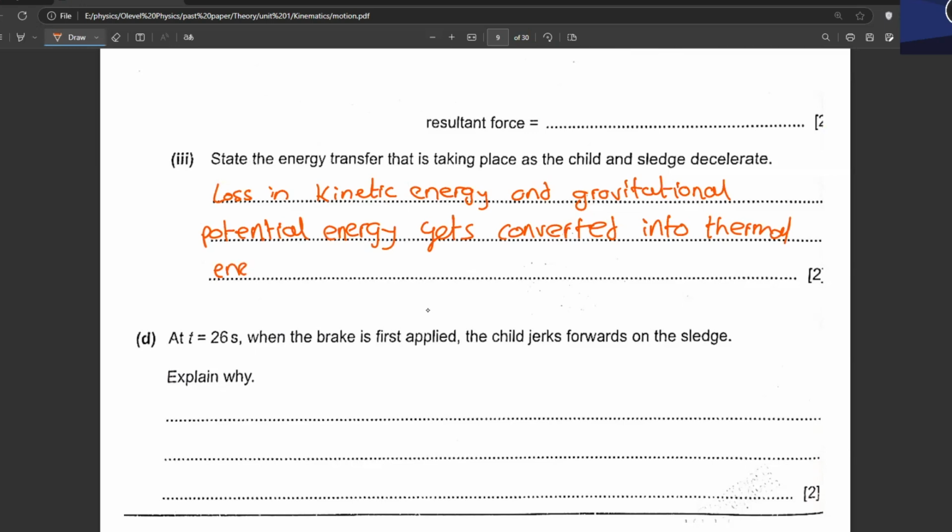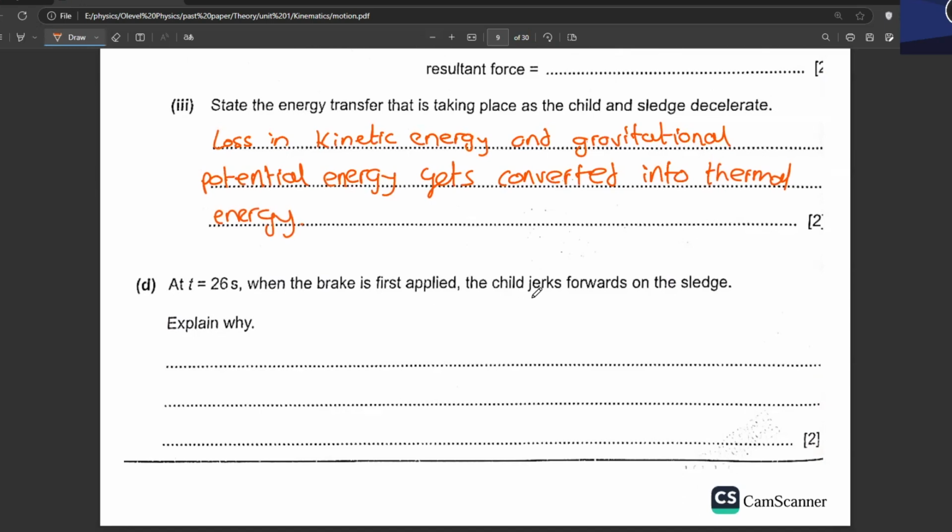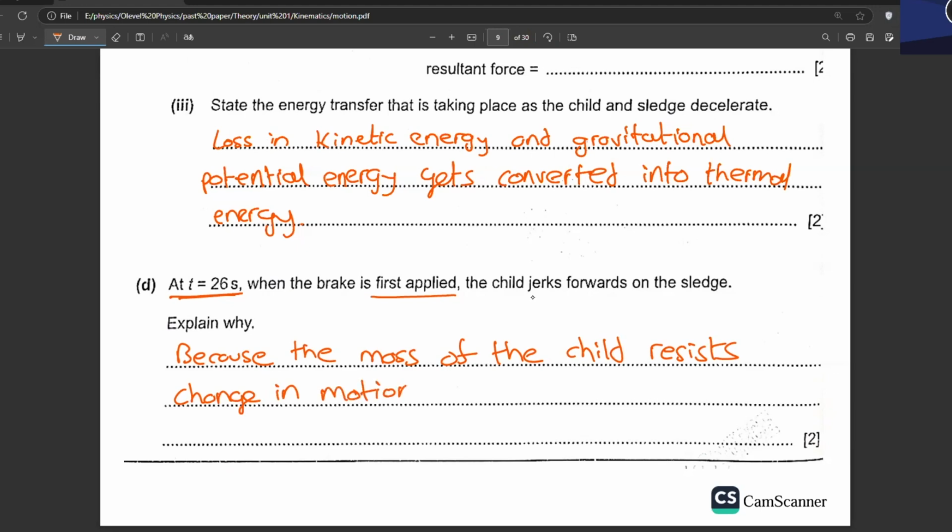At time t equals 26 seconds, when the brake is applied, the child jerks forward on the sledge. Why does this happen? Because the mass of the child resists change in motion. This is due to inertia. The mass of the child resists change in motion. Simple as that, nothing complicated here.